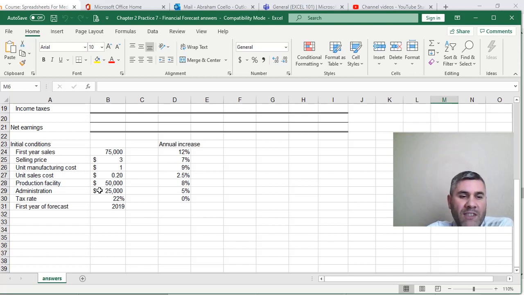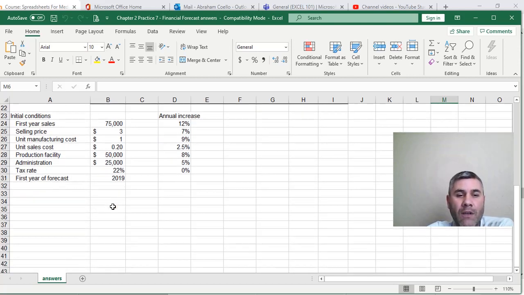The rent, facility, etc., 50 grand, 50,000. Administration, your fees, your wife, whoever you wanted to hire, 25,000. And we're going to pay a 22% tax rate. We started this last year, and then for next year and so on, we have some increments.